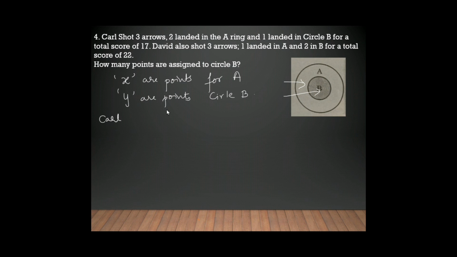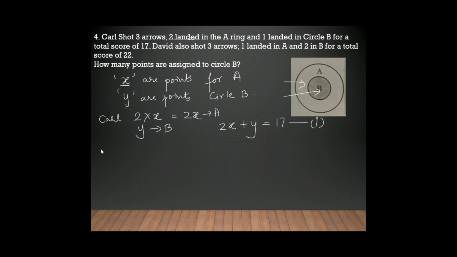Now if you see Carl, he has shot 3 arrows and 2 landed in ring A. Since 2 of his arrows landed in ring A, he will have 2 times x points for that, which is 2x. And his one arrow landed in circle B, so for one arrow, he will gain only one y as the point. Now the total is 17. That means 2x for A and y for B. Total is equal to 17. 2x plus y equals 17. We are going to consider this as equation number 1.